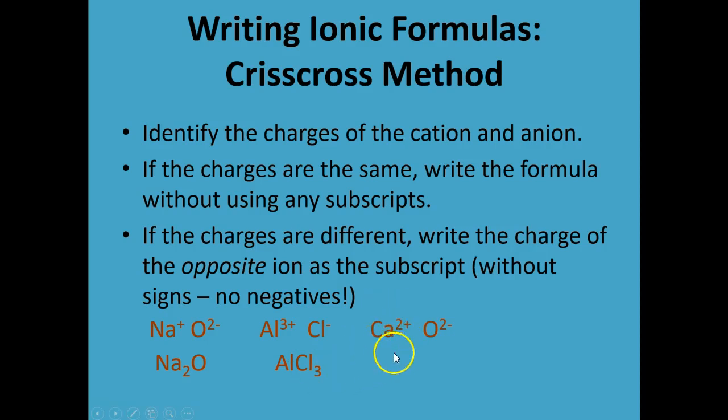Try your hand at this one. Calcium ion, which has a +2 charge, and oxide ion, which has a -2 charge. What do you think the formula there is going to be? Well, in this case, it is going to be CaO. We don't use the crisscross here because the magnitude of the two charges is the same. And so the +2 cancels out the -2, and they just combine in a 1-to-1 ratio.